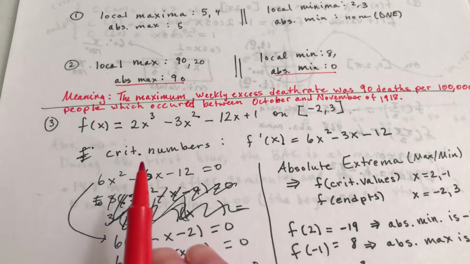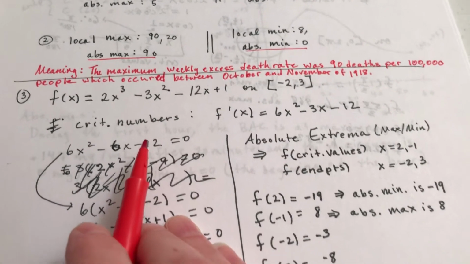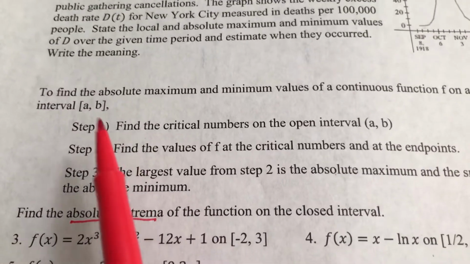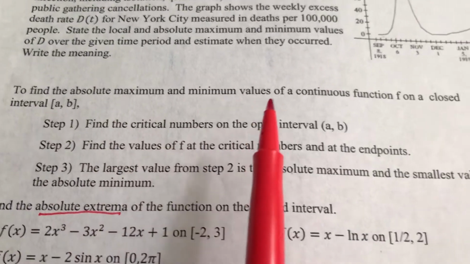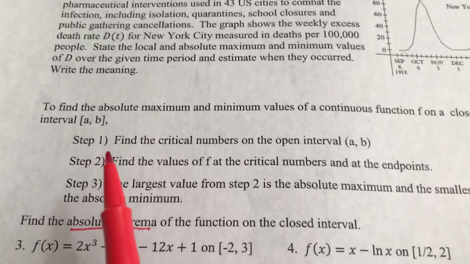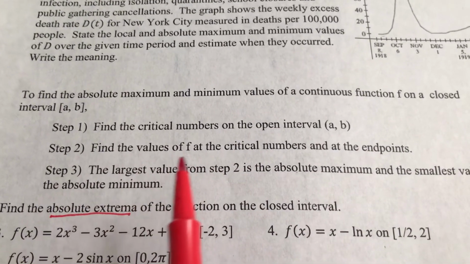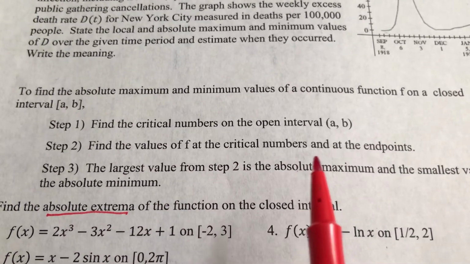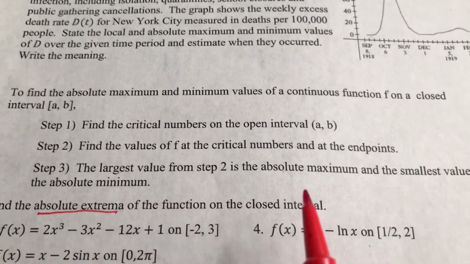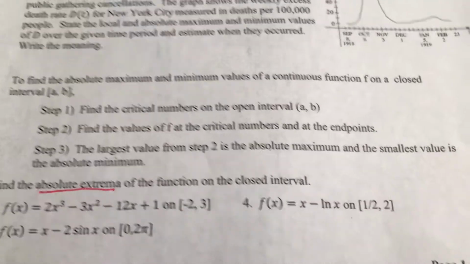What you need to do is consider the critical numbers of this, and here are the steps over here on the worksheet. To find absolute maximum and minimum values of a continuous function f on a closed interval from a to b. Step 1, find the critical numbers on the open interval. Step 2, find the values of f at the critical numbers and at the endpoints. Step 3, the largest value from step 2 is the absolute maximum, and the smallest value is the absolute minimum. So we're going to do these steps.